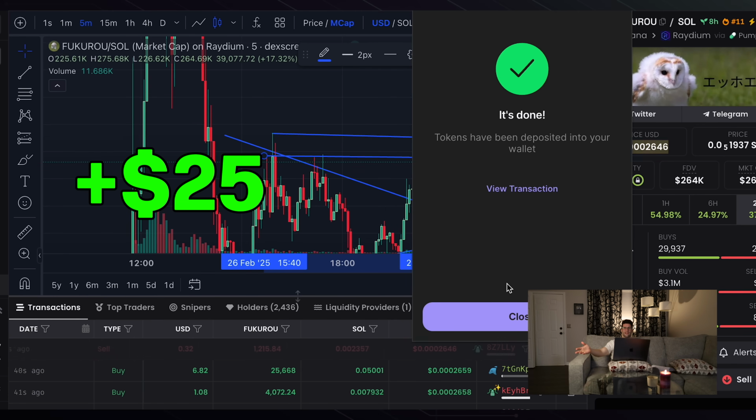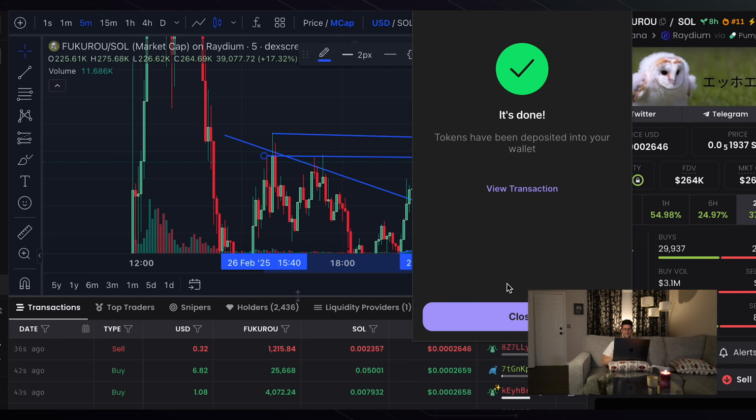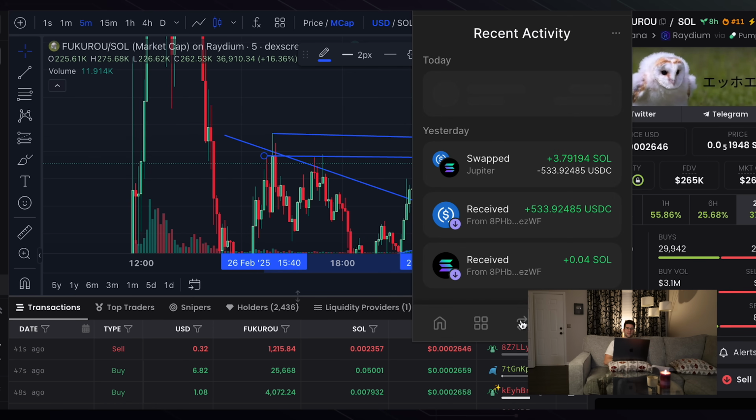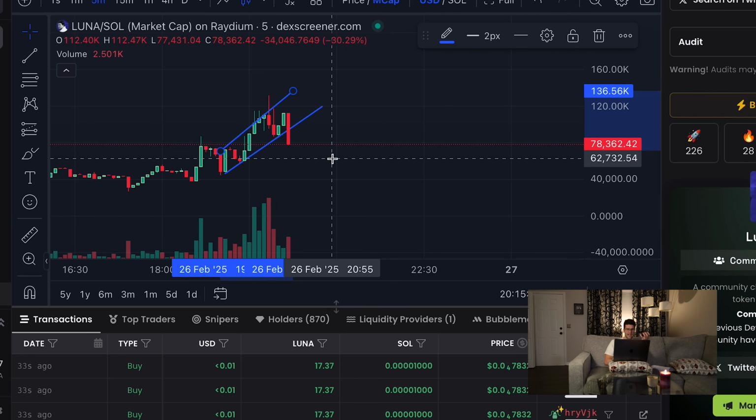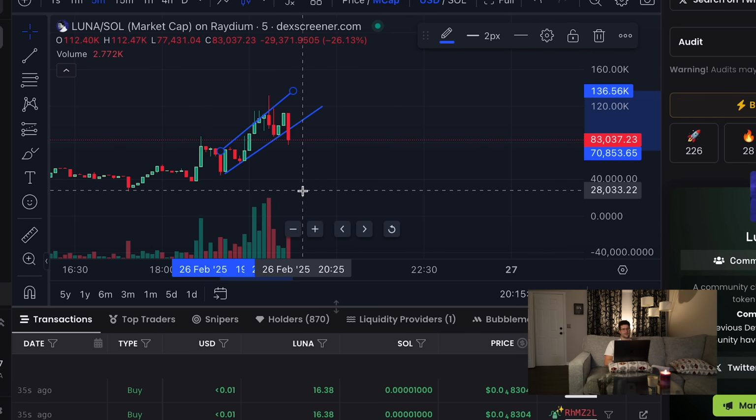Boom. Look at that. 3 minutes. That was like 3-4 minutes. $25. Just using $200 because we read the charts. We read it right. I'm so happy about that. I'm just so freaking upset that I did mess up here.